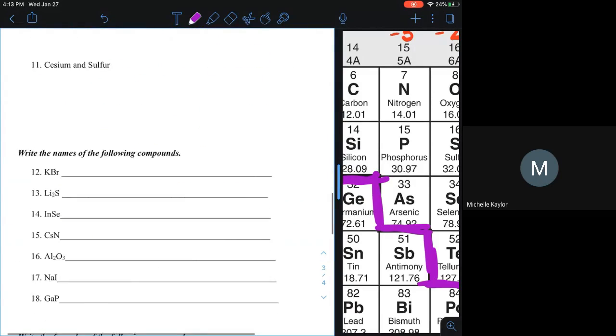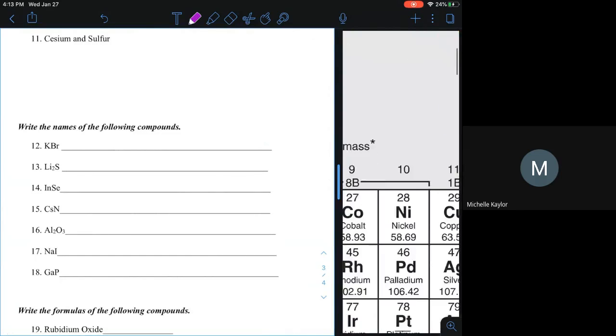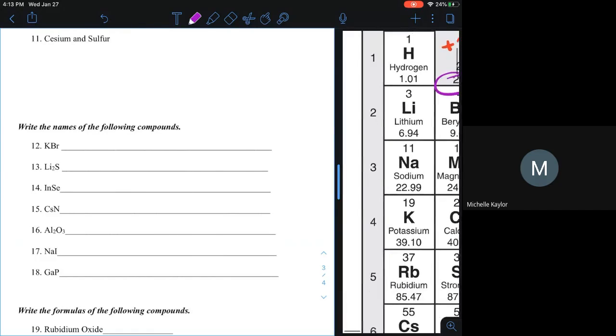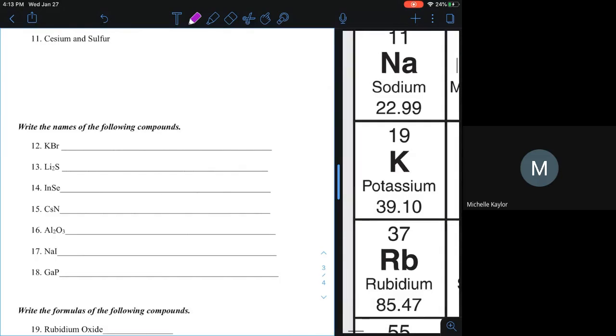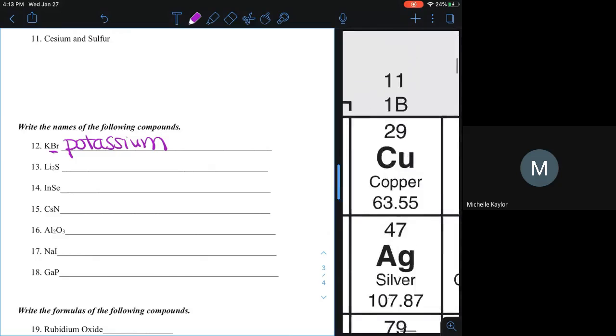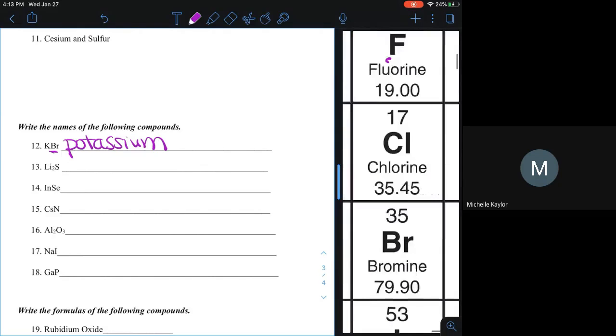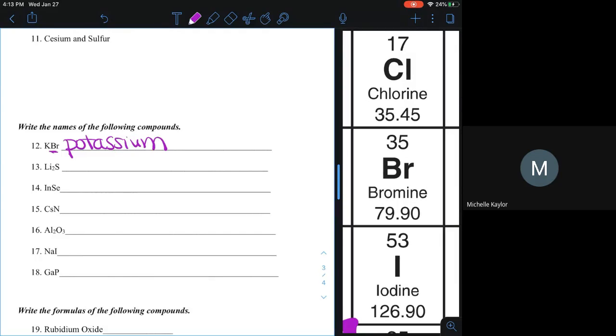The next section, again, I feel like is the easiest section. You just have to name the compounds. So you find your element. We have for number 12, KBr. So I'm going to find K. K is potassium. For the first element, just write its name. The second element is Br. So I'm going to find Br on my periodic table. Br is bromine, but again, remember we have to take off the ending and change it to IDE. So instead of bromine, it becomes bromide, potassium bromide. And that's it.